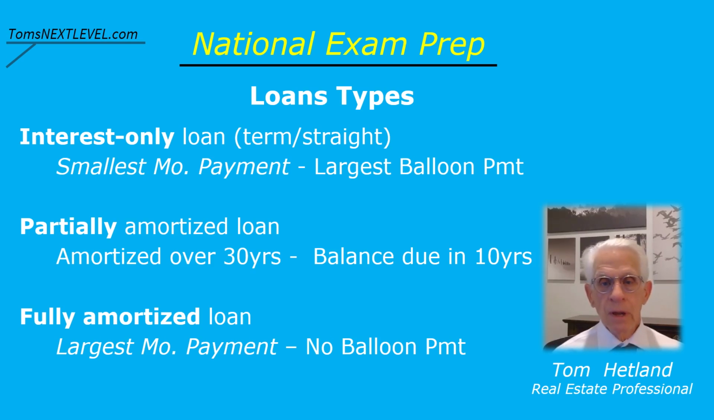So a partially amortized loan is going to have a very large balloon in the middle because I've only paid on it for 10 years and I haven't probably paid much principal down. So comparing the monthly payment with the balloon payment on these three types of loans will help you get 2 or 3 more test questions correct.